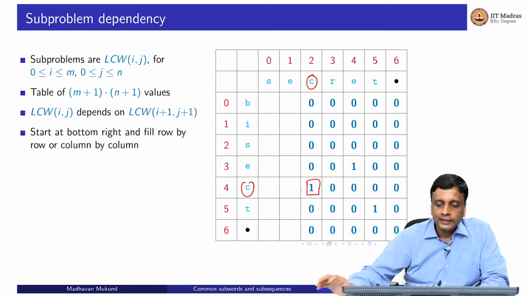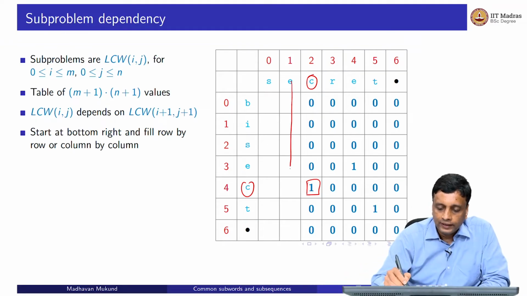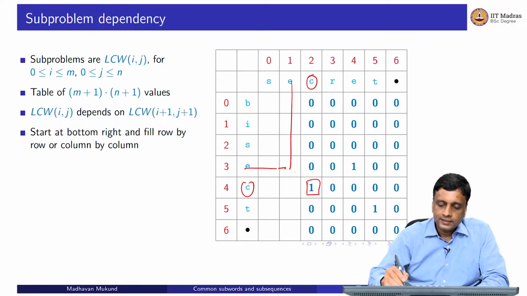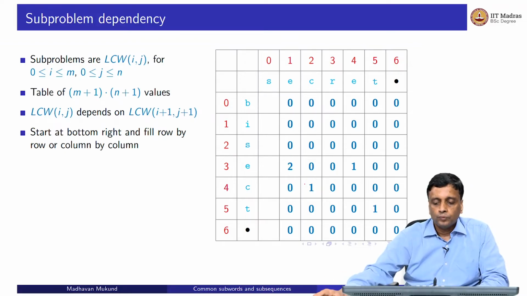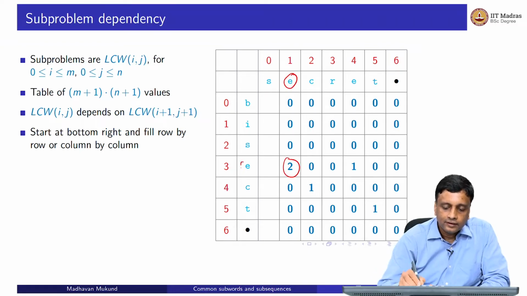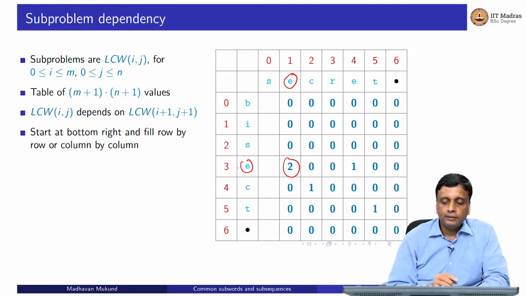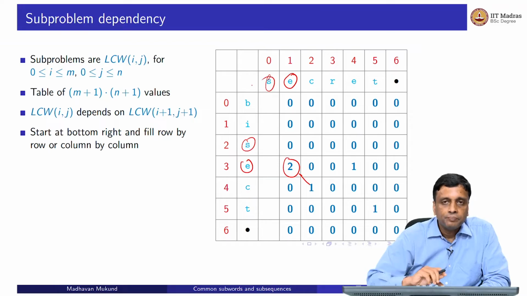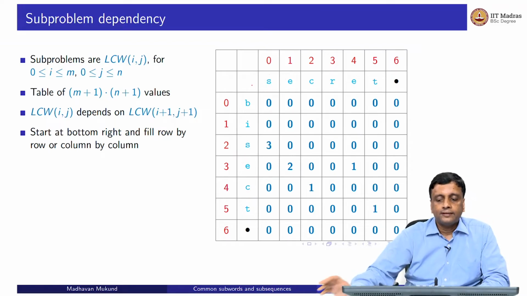And now hopefully something interesting will happen. Now when I come here, I will find that this E and this E generate a 1, but 1 plus this diagonal is going to generate a 2, right? So I get a 2 here because I get a 1 from the fact that these two indices are both E, plus 1 coming from here, right? So I have LCW of i, j is 1 plus LCW of i plus 1, j plus 1, and then likewise here I find that S and S are the same, right? So when I come here, I will get 3.